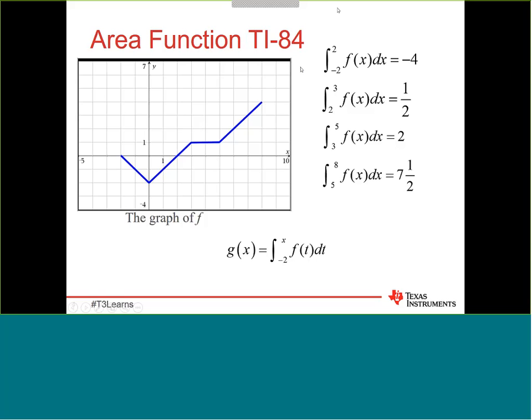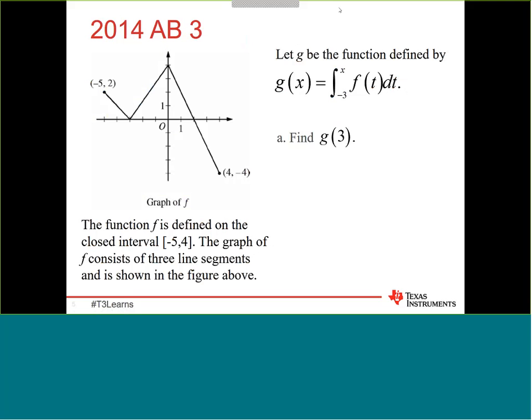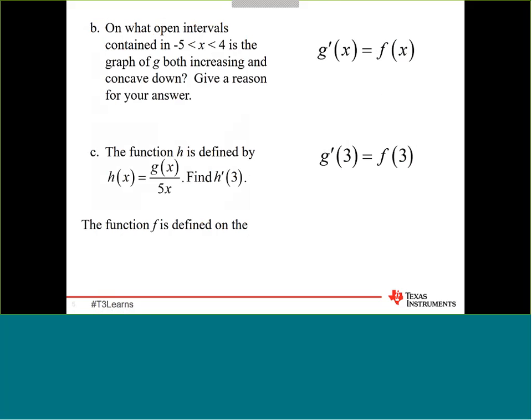And then Pat and I want to just spend a very quick moment with you on an AP question. We do not want to go over here, but we'll take just a few minutes. This one is from 2014.